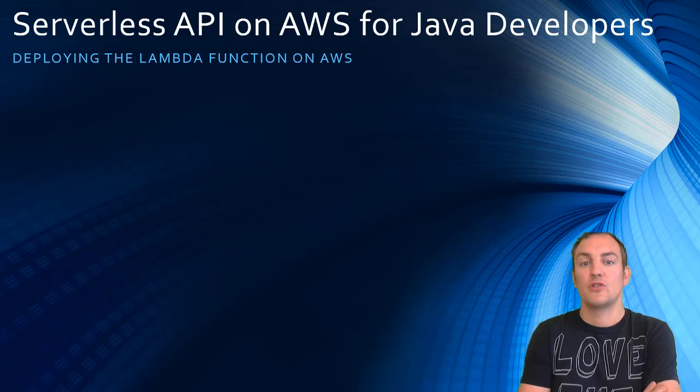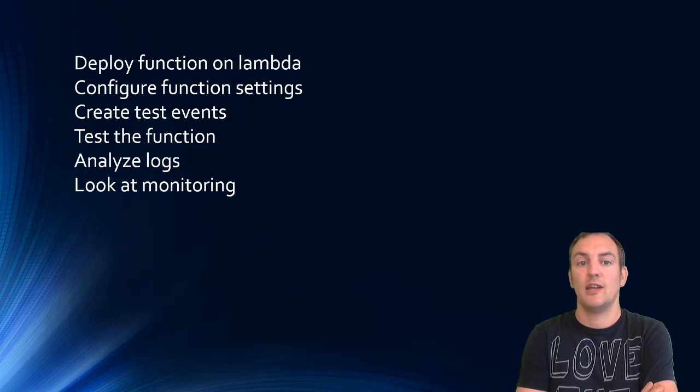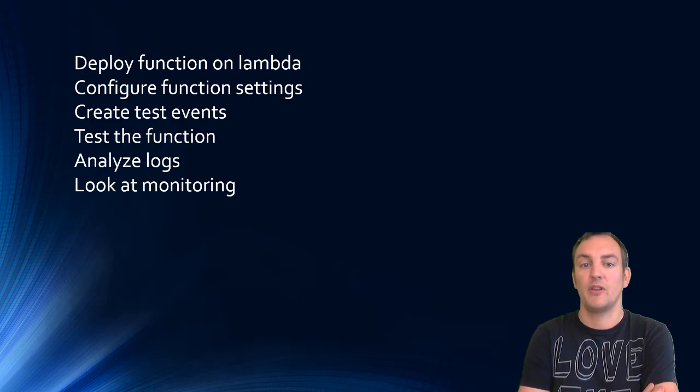In this section of the course, we'll learn how to deploy our function to AWS Lambda. We'll configure the settings for the function, and then we'll create test events and then test the function. We'll analyze logs in CloudWatch and look at monitoring in Lambda and detailed monitoring in CloudWatch.